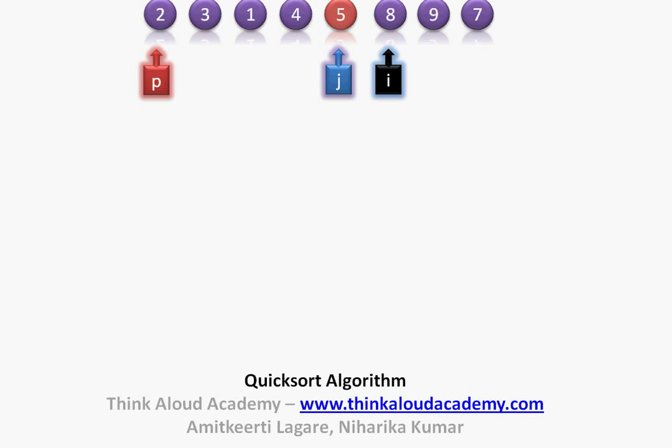So we have swapped 5 and 2 and we see that the element 5 has reached its place. So pivot was pointing to the element 5 and what we have done is we have moved 5 to its place. Now let's try to look at what we observe in this set of numbers.